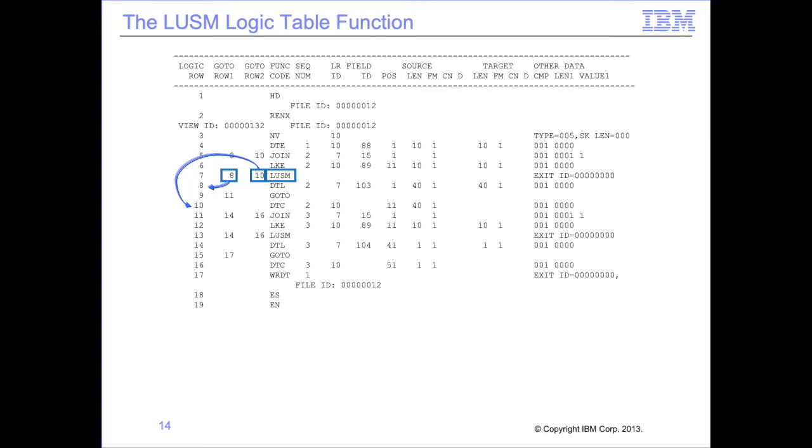The goto rows for the LUSM function are the found and not found conditions. Execution branches to goto row 1 if a reference table matching record is found for the LKE function build key. Execution branches to goto row 2 if no matching record is found in the reference structure. In this example, if a matching customer record is found for the supplied customer ID, execution will continue at logic table row 8. If no customer is found, row 10 will be executed.